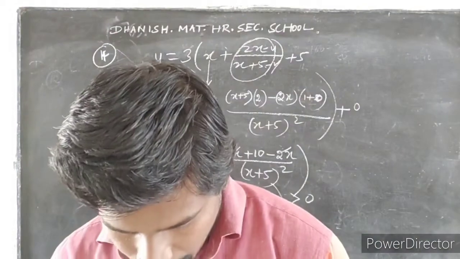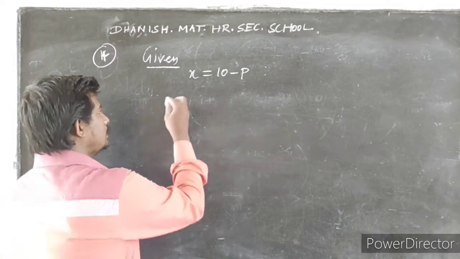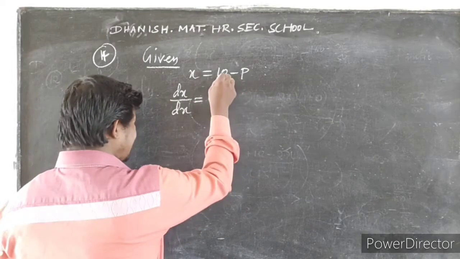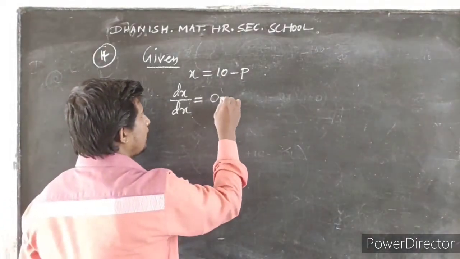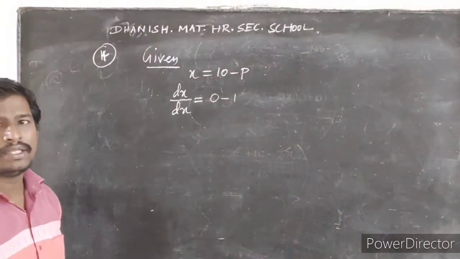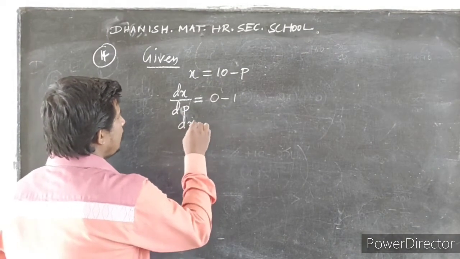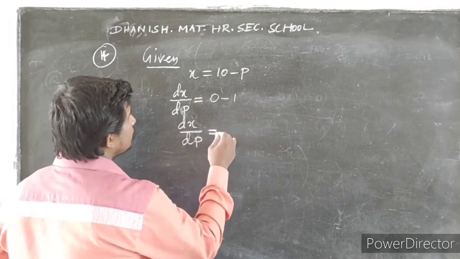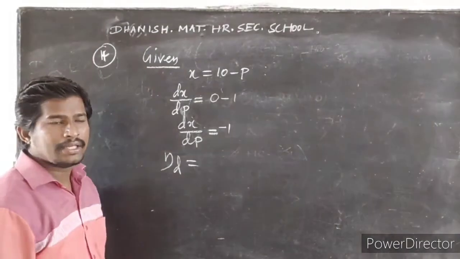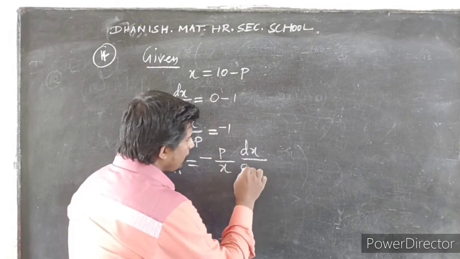Now look at the problem number 15. Now we are going to differentiate this with respect to p. So dx divided by dp equal to derivative of the constant is 0 minus derivative of p is, here we have p. So dx divided by dp equal to minus 1. We are going to find the elasticity of demand. So elasticity of demand equal to minus p by x into dx divided by dp.